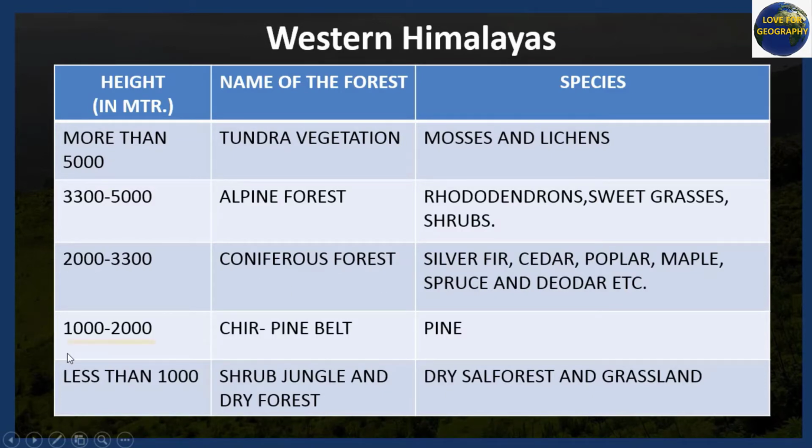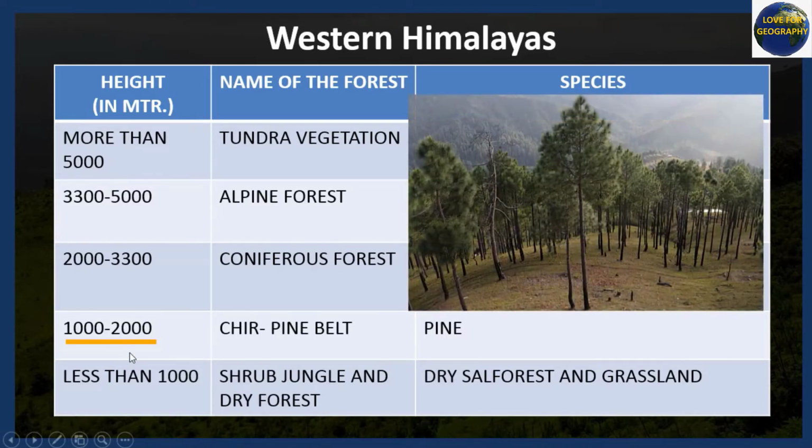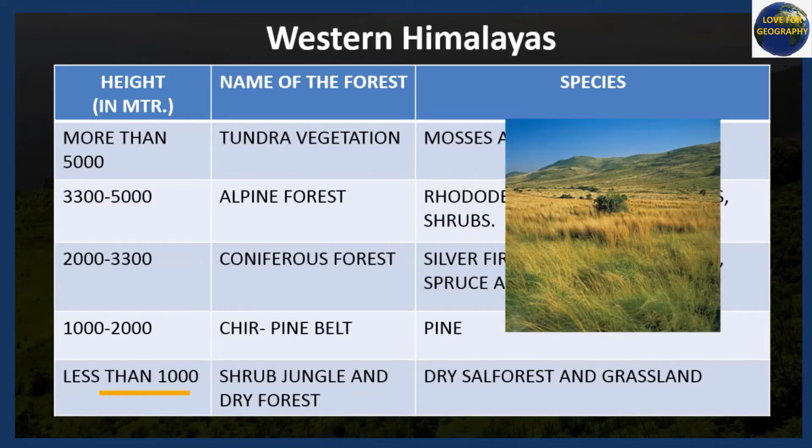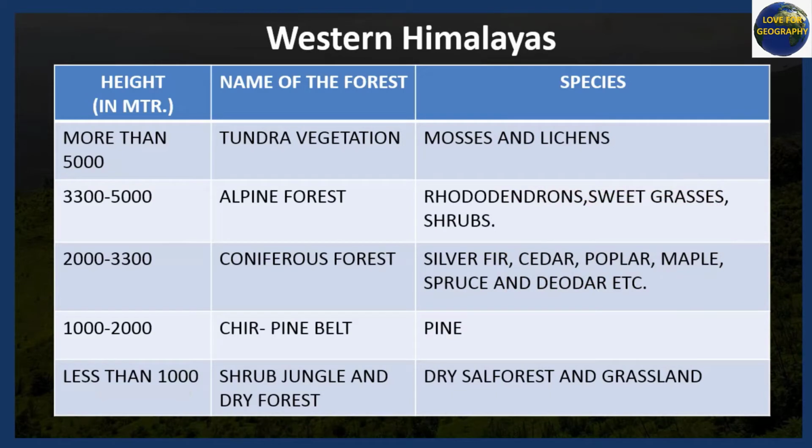But from 1,000 meter to 2,000 meter height, there you can see the presence of chir pine belt. After that, here observe one interesting thing. Where the height is less than 1,000 meter, the vegetation type will be shrub jungle and dry forest. As you already know that Western Himalayas receive less rainfall. That's why the forest type is also dry in nature.